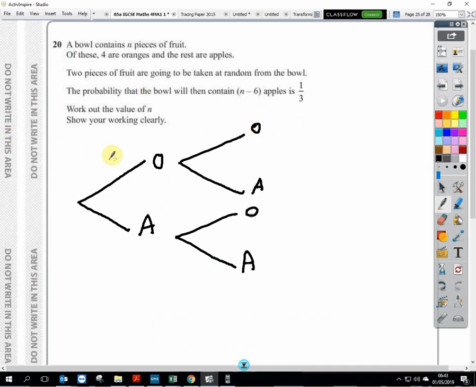Okay, so let's take a look at this then. We have n pieces of fruit. We've got 4 oranges, so 4 out of n, and the rest are apples, so this is still out of n. But the easiest way to think about this is, imagine there were 10 pieces of fruit. 4/10 would represent the number of oranges. What would you write down for the apples? Well, you would write down 6/10. Where do you get 6 from? You get 6 from 10 take away 4. So in a similar way, we do n take away 4.